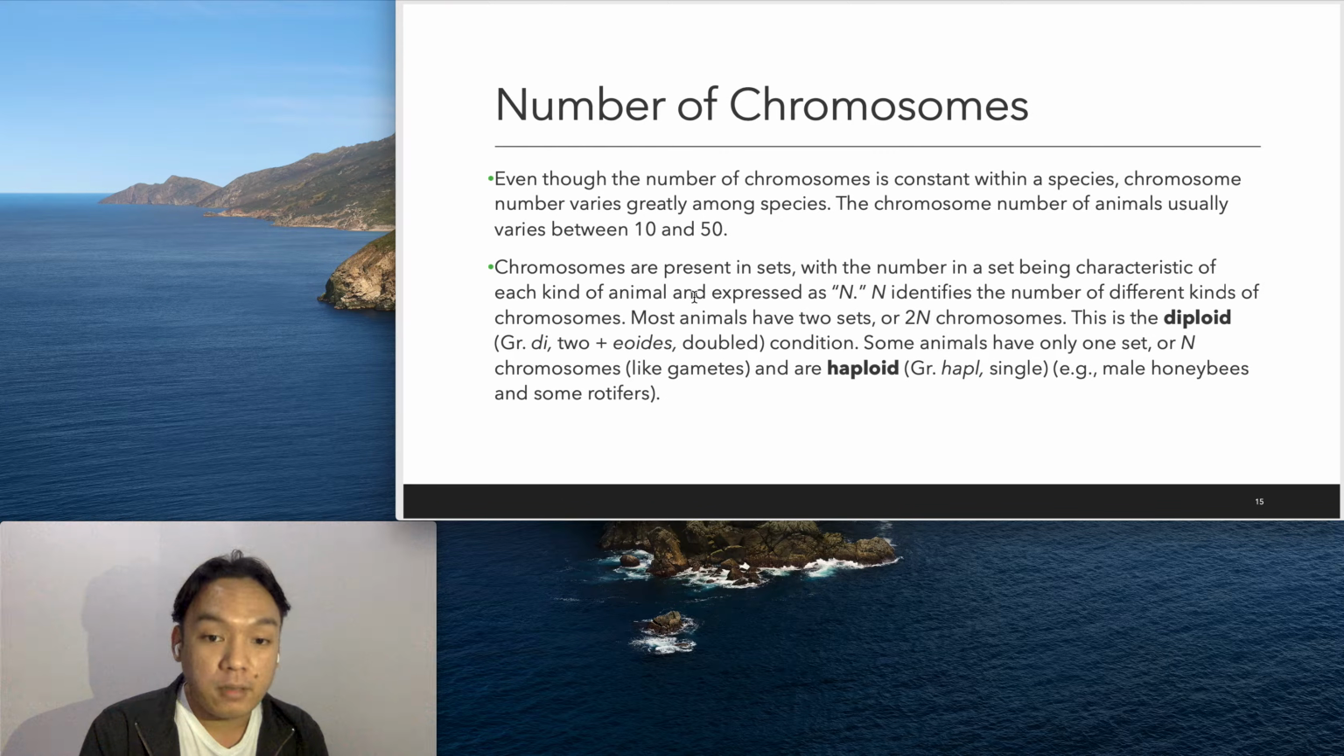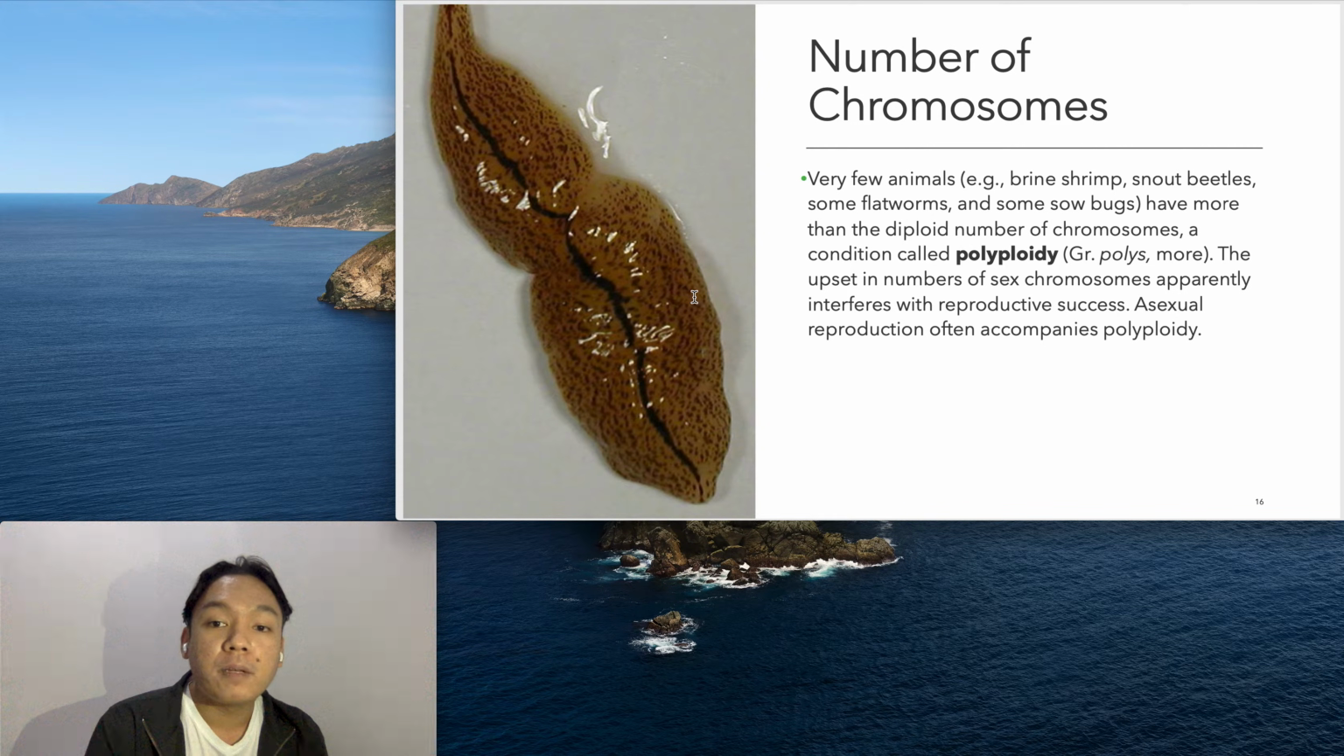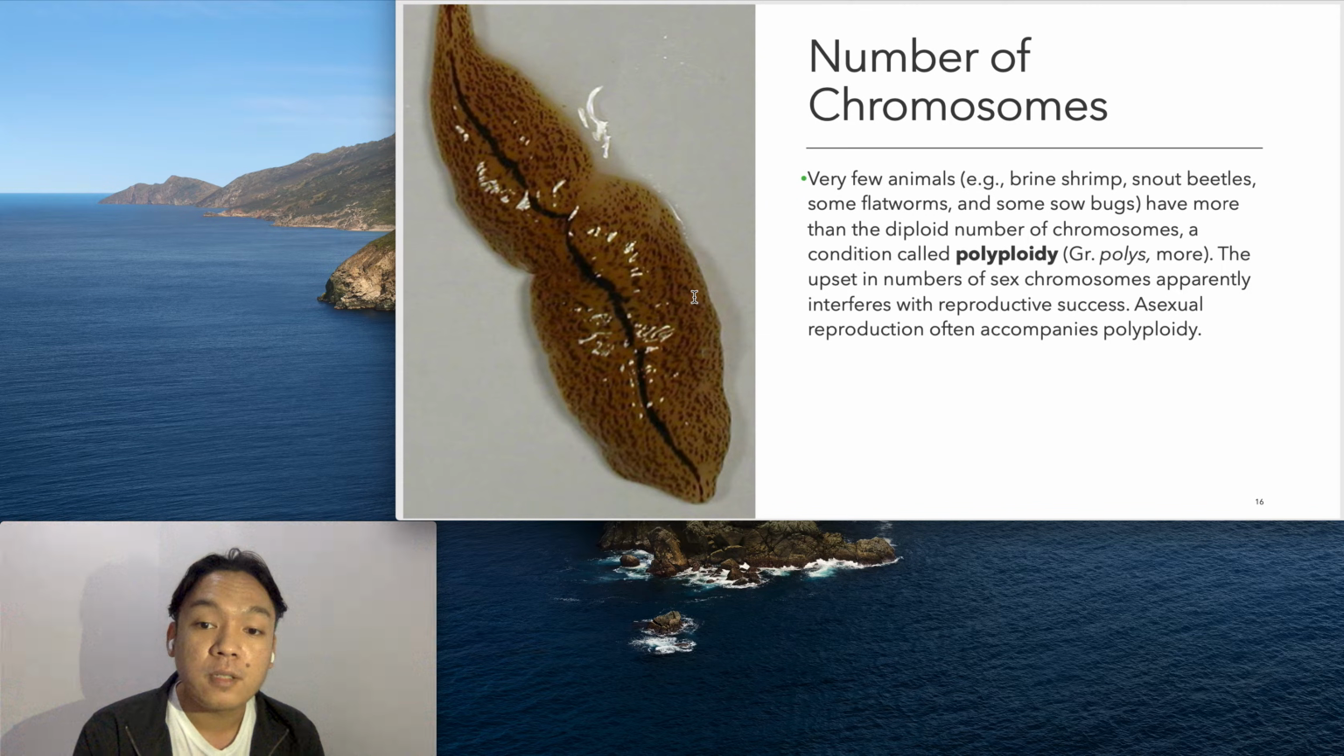This is the diploid, the double condition. Some animals have only one set, so we call them n chromosomes, and they are what we call single or haploid. Examples are honeybees, or male honeybees, and some rotifers. But some animals have more than diploid numbers, so they have poly, or more, sets of chromosomes. We call that polyploids. The process is polyploidy, or a condition.